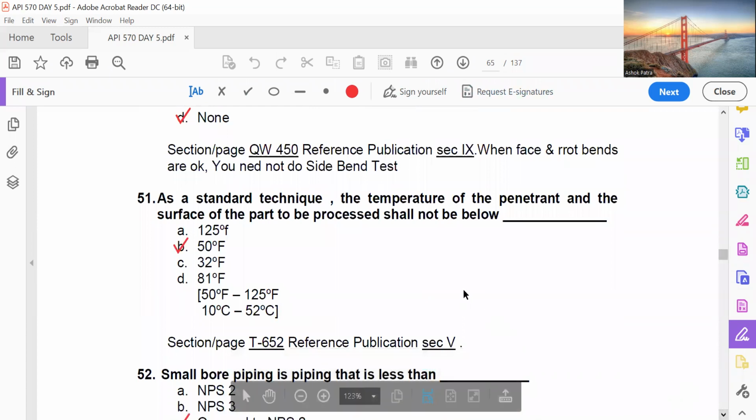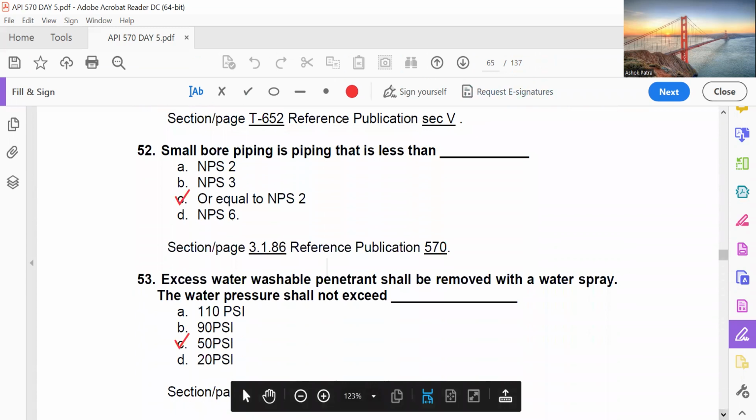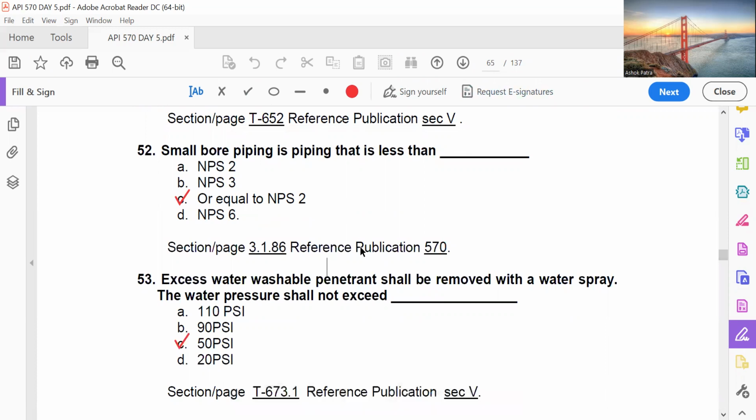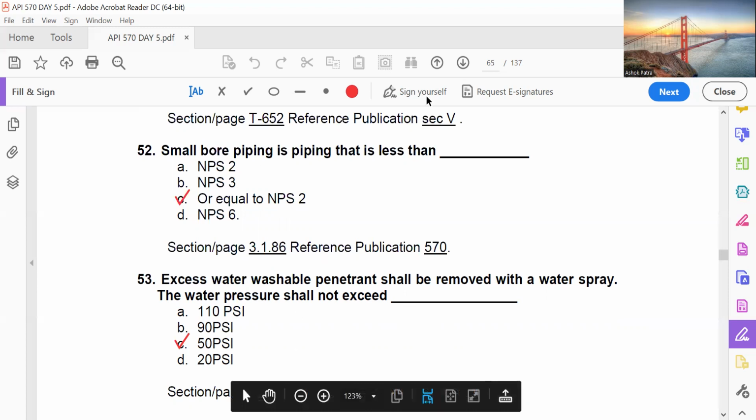In a standard technique, the temperature of penetrant and the surface of the part to be processed shall not be below 50 degrees Fahrenheit. Small bore piping is piping that is less than or equal to NPS 2. Excess water washable penetrant shall be removed with a water spray. The water pressure shall not exceed 50 psi. We'll stop here.